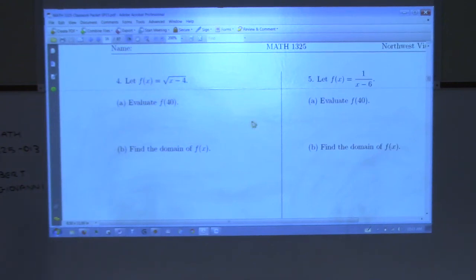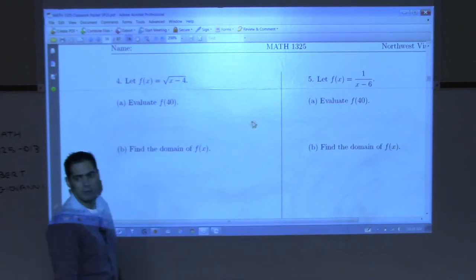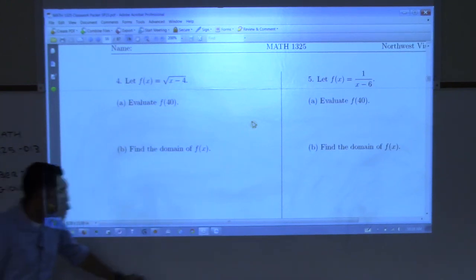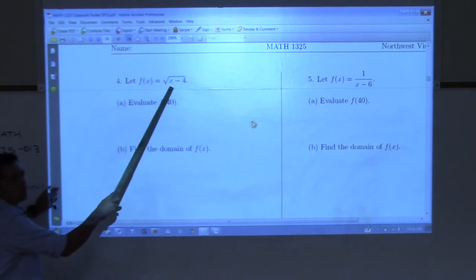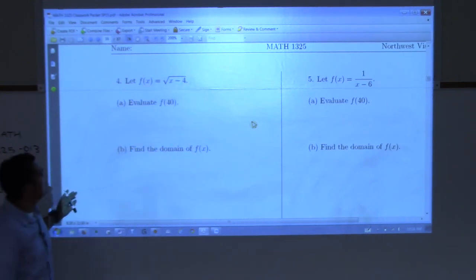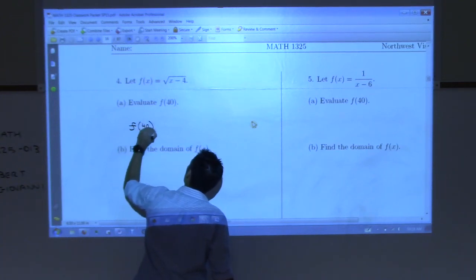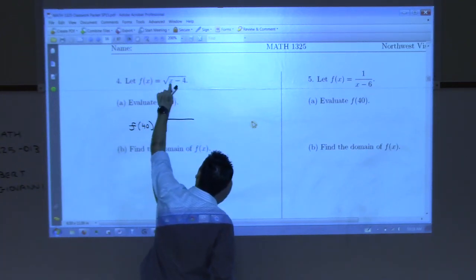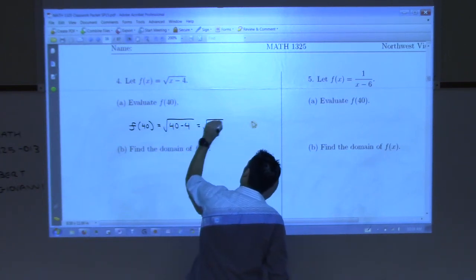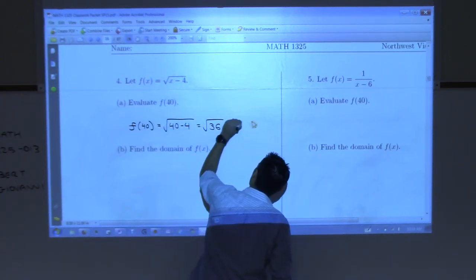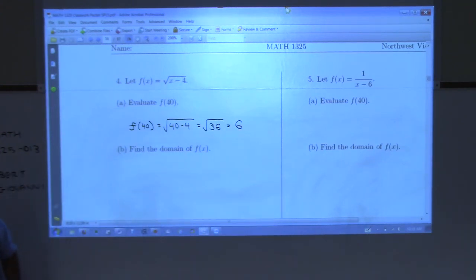Evaluate f of 40, which means what? What is this asking you to do? Plug 40 into this function, replace the x with 40 right there. Then figure out what it is, right? So f of 40 means I'm going to take the square root. I replace that x with 40, so 40 minus 4. 40 minus 4 is 36. So the square root of 36 is 6, isn't it? And we're done.